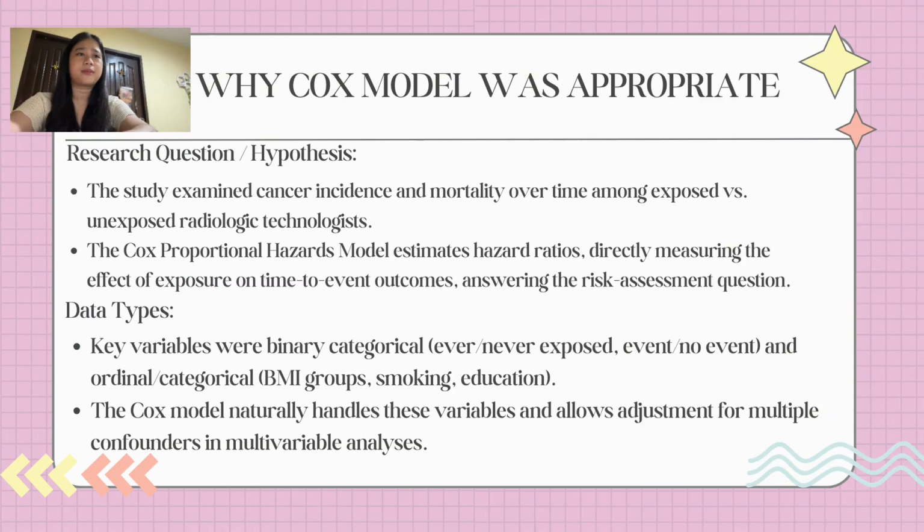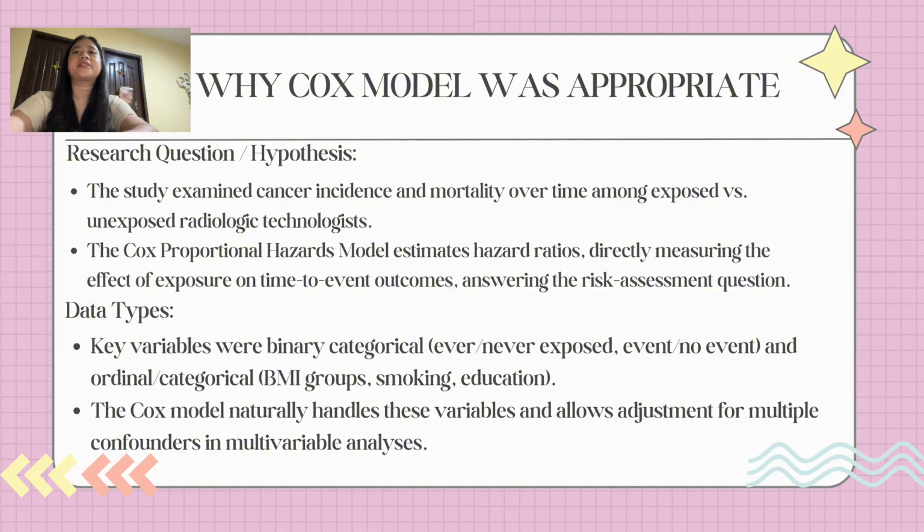So why was the Cox model appropriate? The study examined cancer incidence and mortality over time among exposed versus unexposed radiologic technologists. For the data types, key variables were binary categorical and ordinal categorical: BMI groups, smoking, and education. The Cox model naturally handles these variables and allows adjustment for multiple confounders in multivariable analysis. For the research question, the Cox model was ideal because the study looked at cancer outcomes over time. It directly estimates hazard ratios, showing how exposure affects the risk of developing cancer or dying.